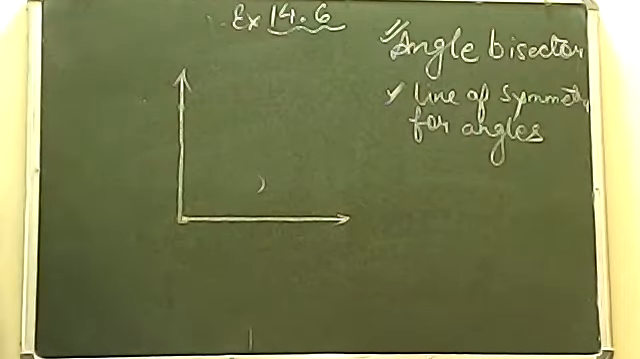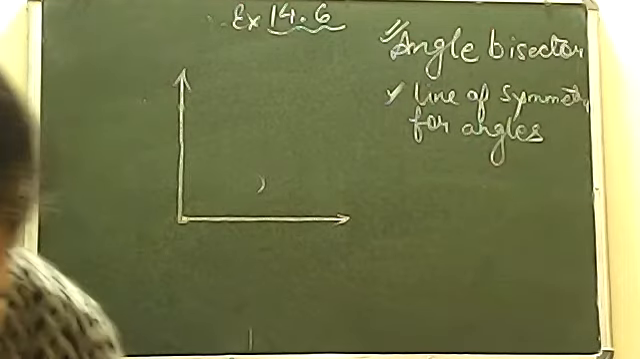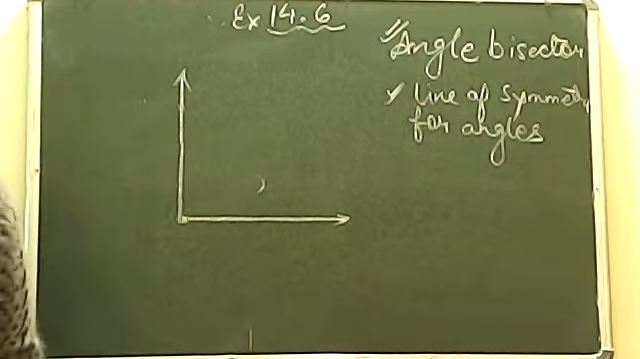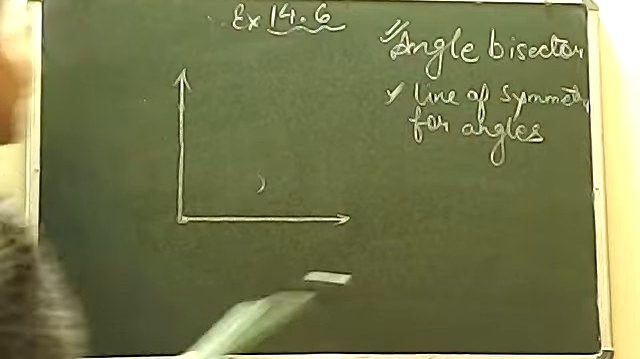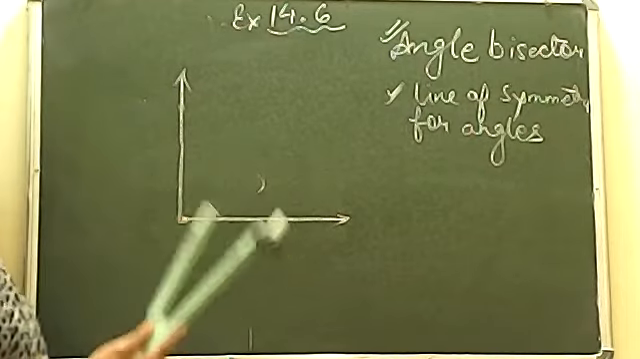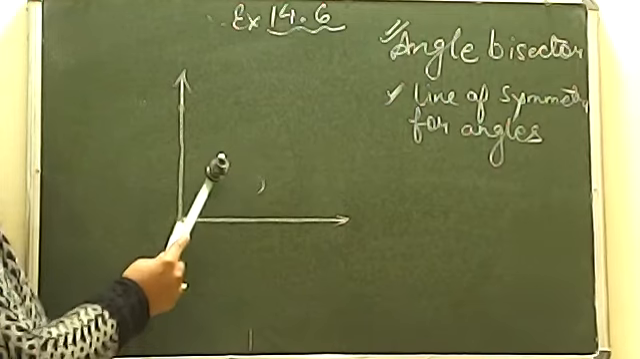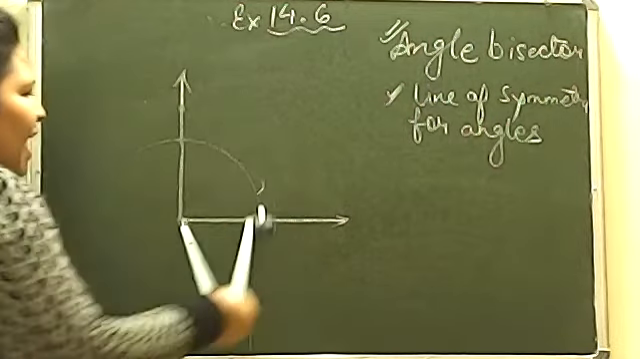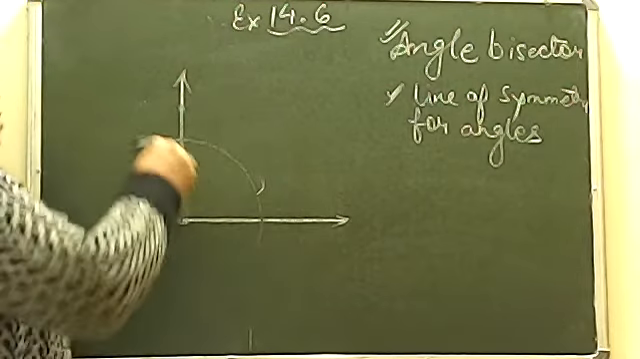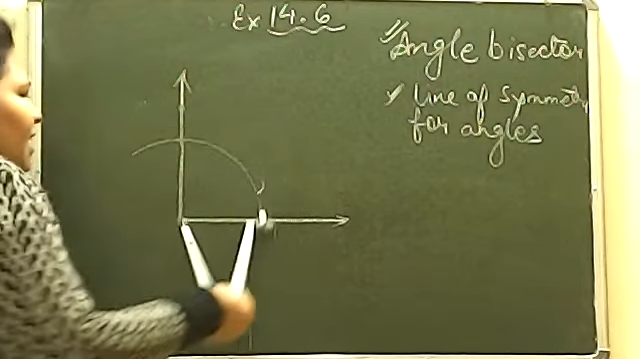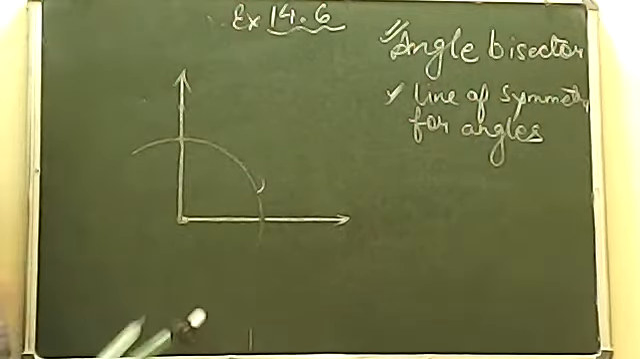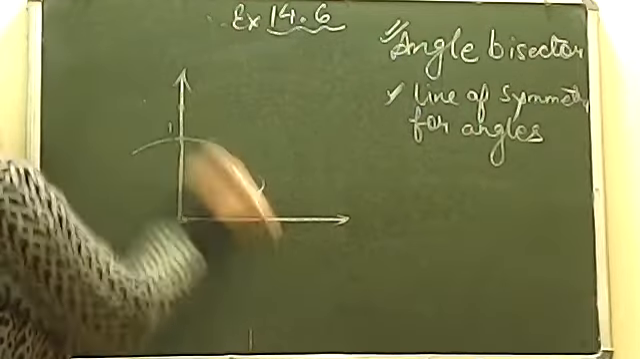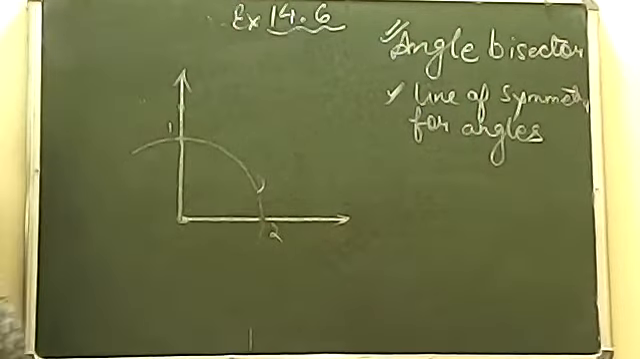Now I have to make the bisector of 90 degrees this time. The process will remain the same. I will take my compass, open it more, put it on the vertex, and draw an arc in such a way that it cuts both the arms of my angle. It should cut on both sides. Now I will give names. This is 1 and this is 2.